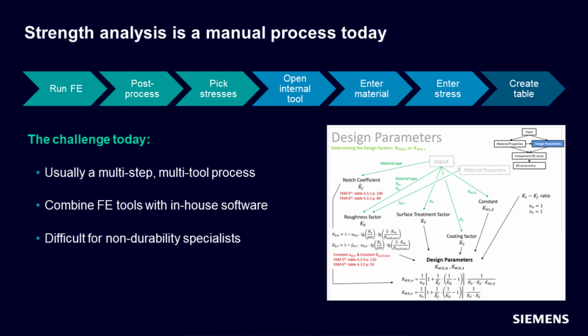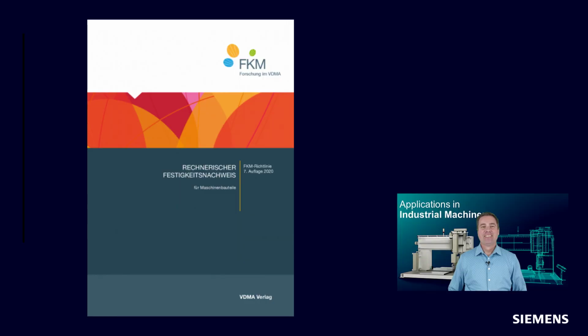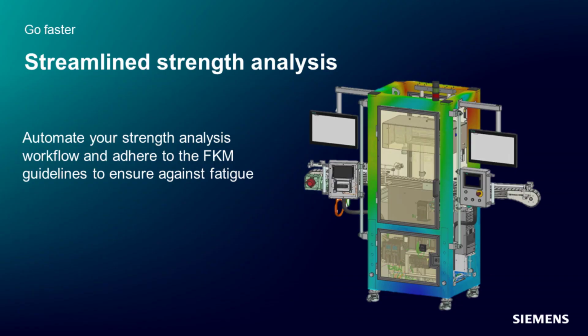But the process for predicting the strength can be tedious for engineers, requiring one set of tools for performing the initial FE analysis and then another set of tools for strength and durability analysis. Smaller companies might not even have durability specialists on hand, and physical testing will take too long and be too costly. Many of you may be familiar with the German FKM guidelines, which are considered a de facto standard in many industrial fields to certify for safety against fatigue.